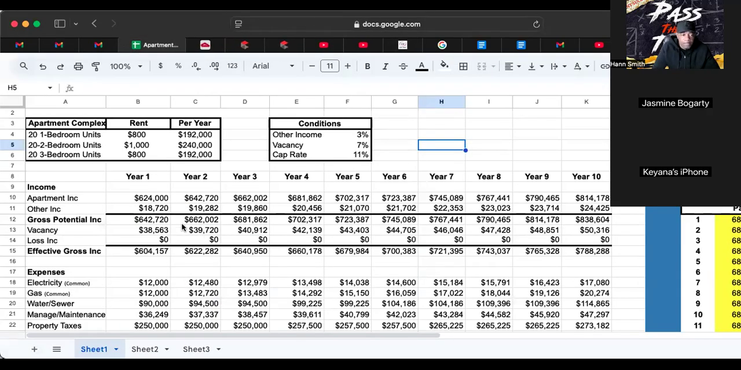All right, so vacancy was accounted for on the next line. What this is called, when you hear gross potential income, that means something. That's a definition. What gross potential income means is the income that's produced by the rents and any other income. So when you hear that, you should know gross potential income is all the income that that property is capable of producing. Boom, right there.